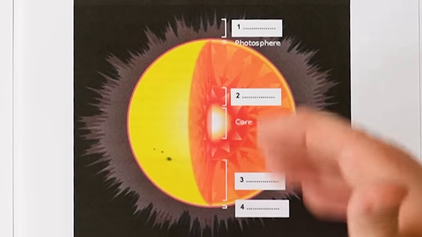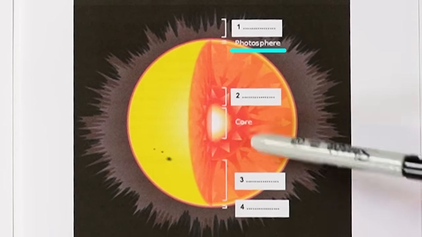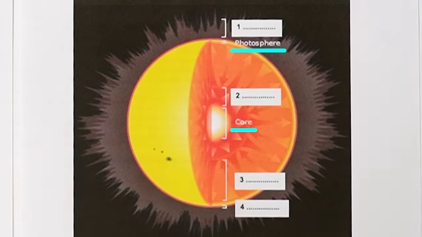The next step is we would look for any keywords. Okay, we have photosphere, we have core, we've already talked about that. We don't need to worry about that, we can move on.